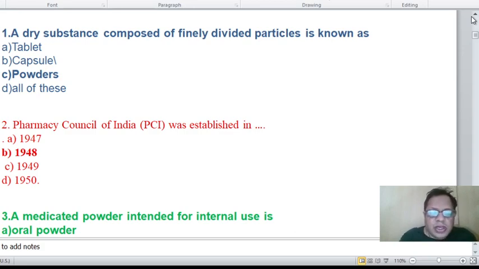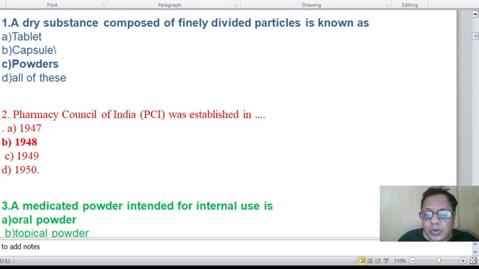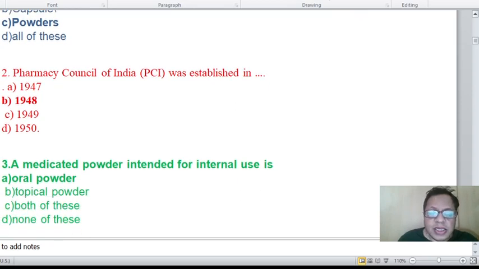And question number three, which talks about the medicated powder intended for internal use. It is internal, not external. If it is external, then option B could be the correct answer, but since they are talking about internal, option A, that is oral powder, is taken orally, which is an internal route, and then it will do whatever effect the drug it is carrying.